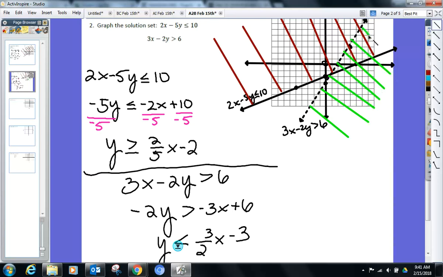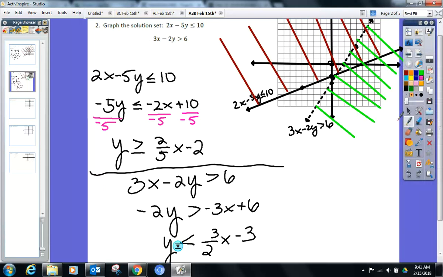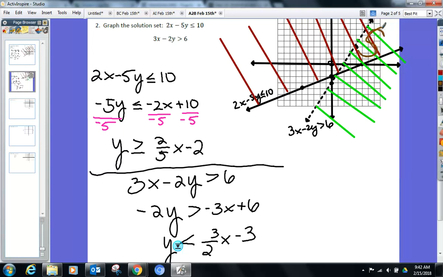And this is why I have you use the colored pencils. Anybody know where my solution will be? Anywhere where the shaded regions overlap, and I need you to put a nice solid S, even in a different color if you wanted. That says pick any point in this region right here, and it'll be a solution to both of them.